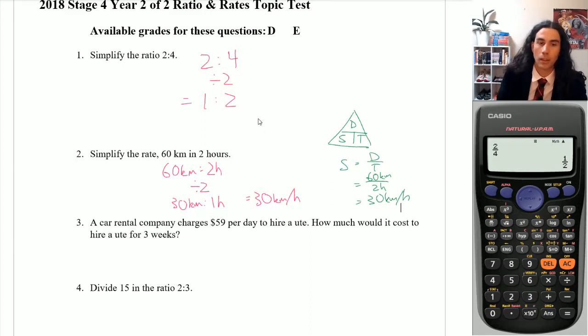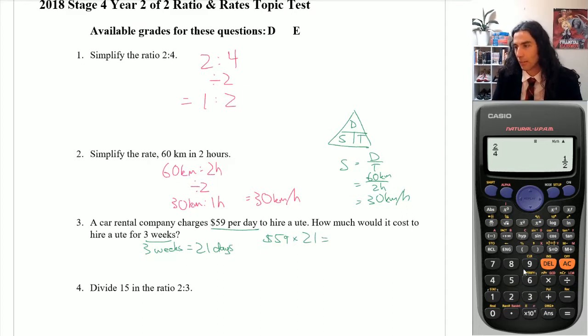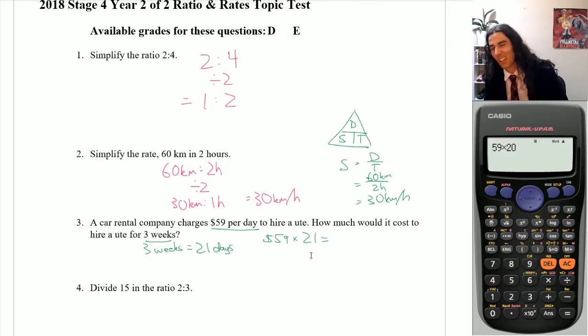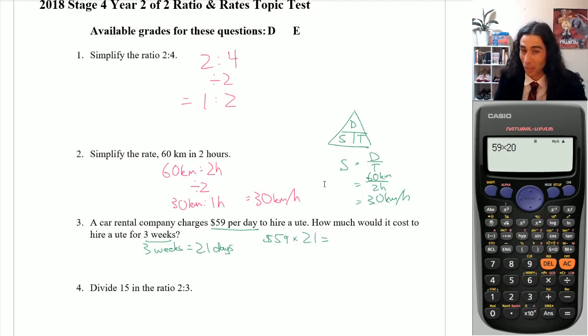Question 3, $59 per day in 3 weeks. The units don't match up. So 3 weeks, how many days is that? 3 times 7, 21 days. And it's 59 per day, so just times it by 21, because there's 21 days. So you get 59 times 21. A cheat way to do it, you do 60 times 21, which is 1,260, and then take away 21, so it's 1,239.